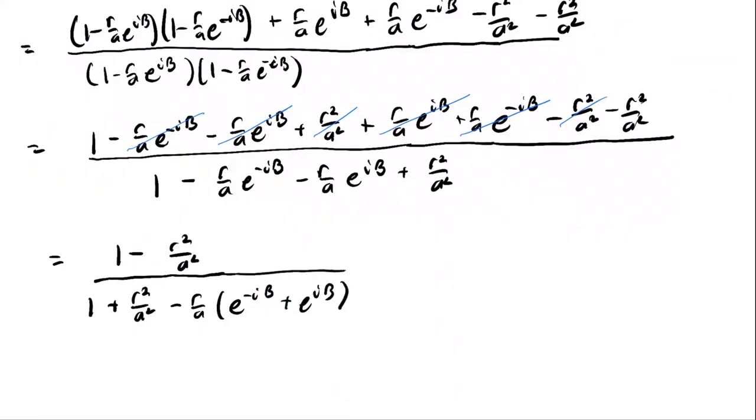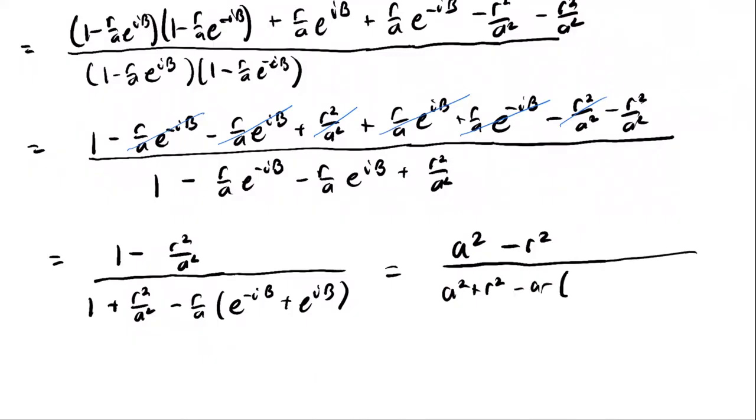Right. And so now let me multiply through by a squared just to clear up some of these fractions. So this ends up being a squared minus r squared over a squared plus r squared minus ar times the terms in parentheses. Well, notice that the terms in parentheses are equal to just 2 times cosine of b, by our cosine and complex exponential identity.